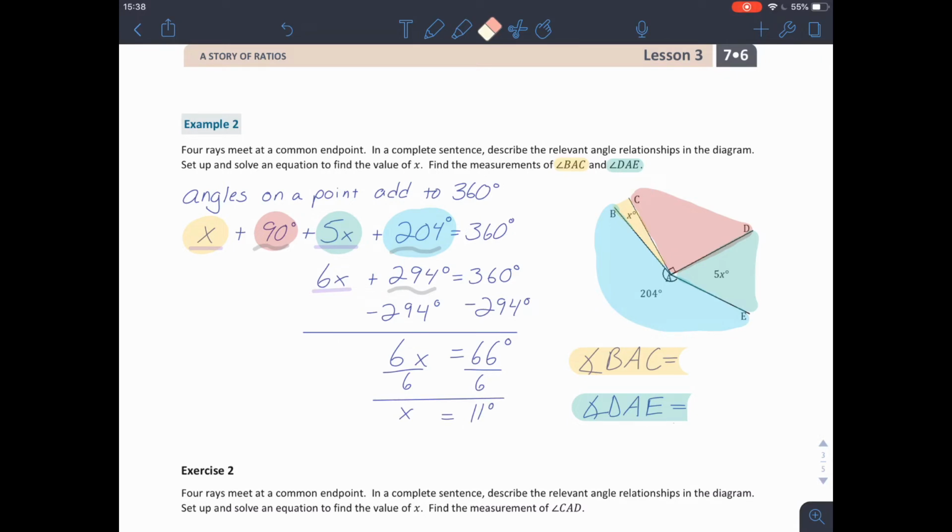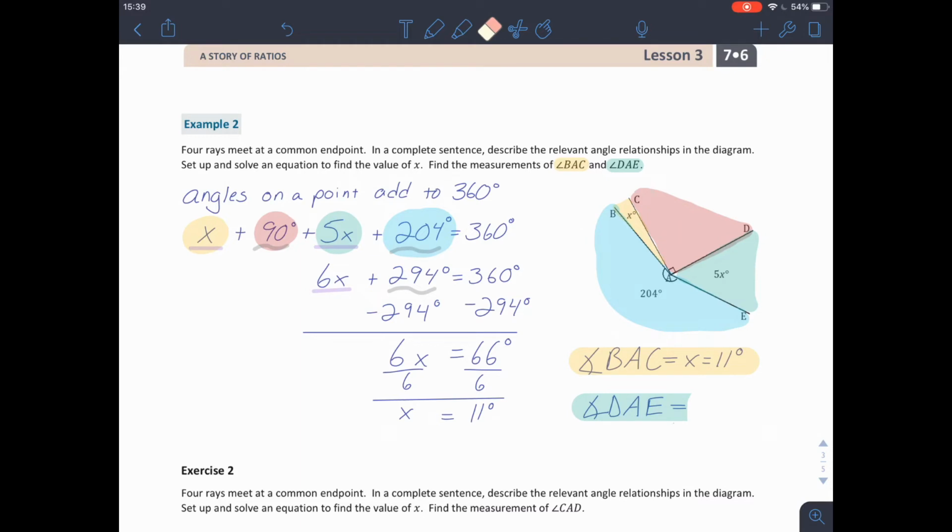Now I can't just stop here. I had to find the measurements of angles BAC and angle DAE. So first I want to look at what expressions I had inside those angles to begin with. And angle BAC just had the variable x, so I know that BAC is what x equals, which is 11.